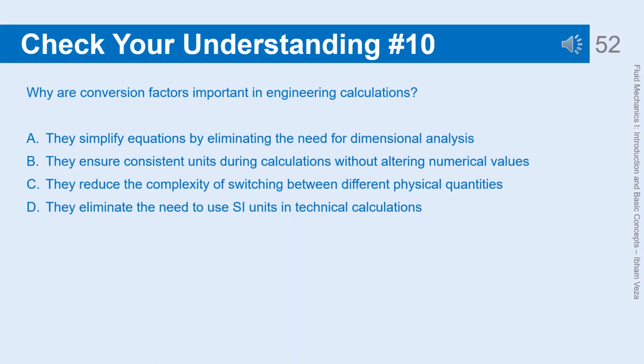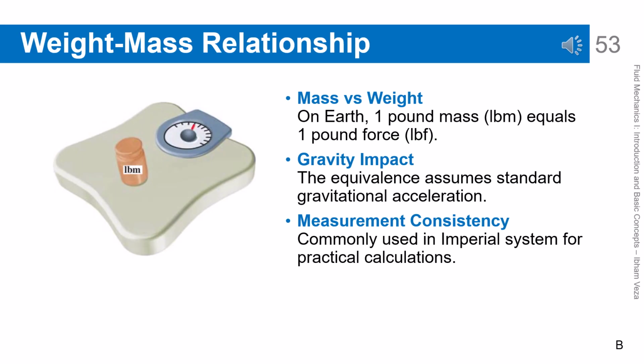Check your understanding, number 10. This question emphasizes that the main function of conversion factors is to maintain unit consistency. The physical numerical value should not change because of conversion. Many student mistakes occur due to misunderstanding the purpose of conversion. This question reinforces the idea that conversion is a tool, not a source of physical change. The focus remains on the meaning of units, not just numbers.